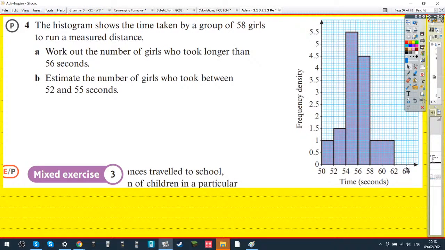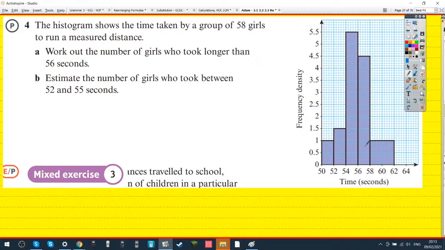So area is proportional to frequency, so you would do base times height, and that would be the number of girls, the frequency. Oh, so you do 1 times... Would you do 58 minus 50? No. What's the area of the... Oh wait, I think I know. It's that area, so it's from 62 minus 58. Yep.